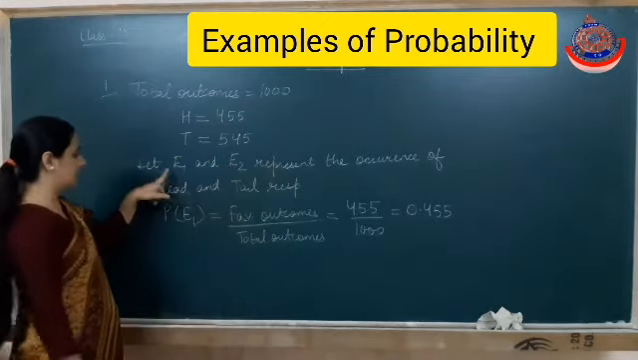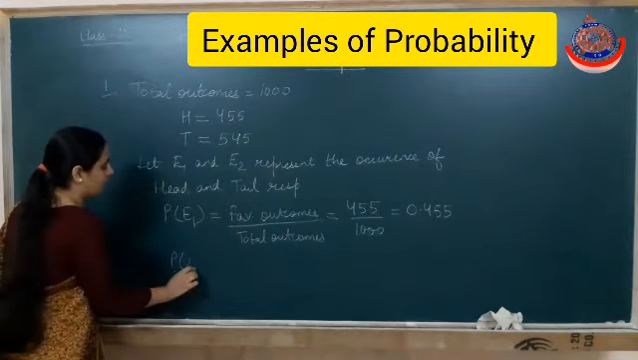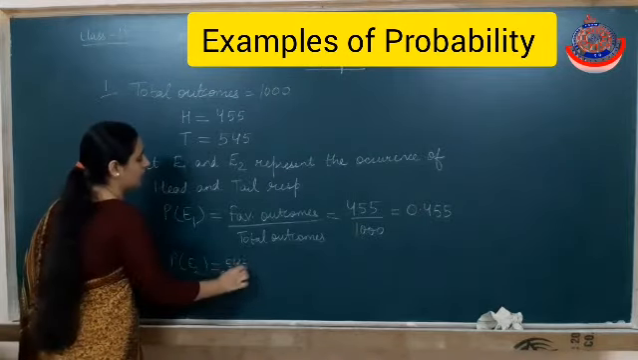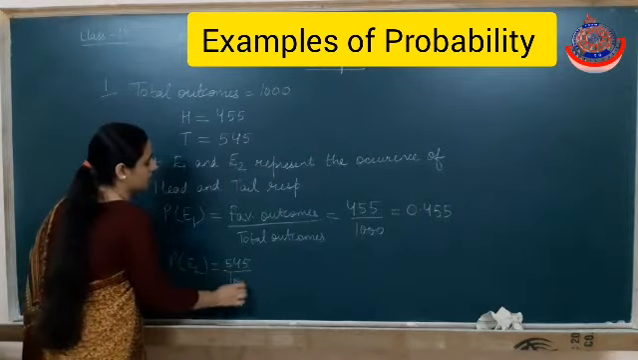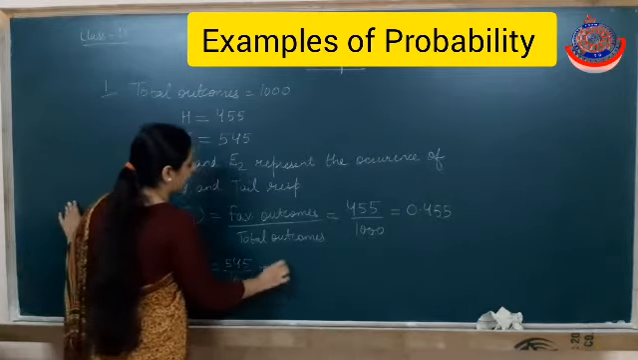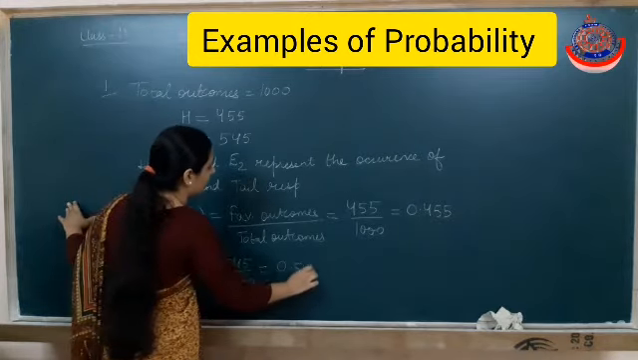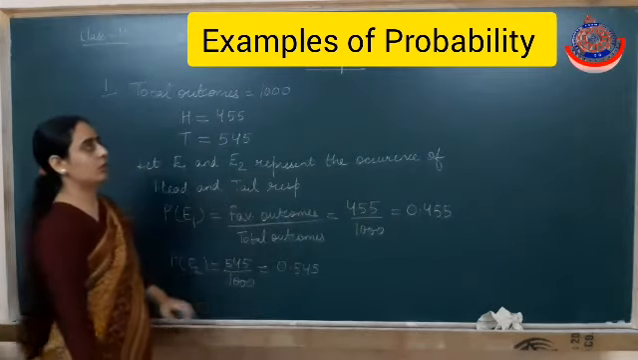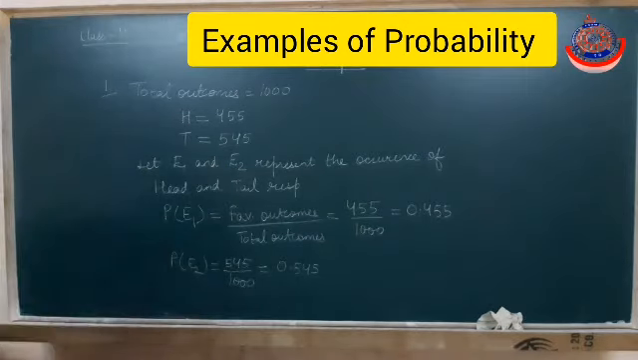Next is similarly the probability of E2 will be 545 upon 1000. So it will become 0.545. Fine. So this way we have to solve these types of questions.